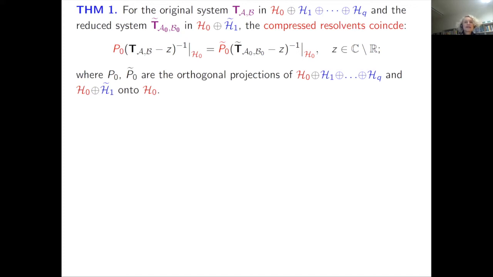This coinciding means that for the original system, which is a self-adjoint linear relation in such a product Hilbert space here, and for this reduced system, which is now only working in two Hilbert space components, because we replaced this second part by just one Hilbert space, the compressed resolvents, compressed to the distinguished part, coincide. So this means that if you take P0 and P0~, the orthogonal projections of this big space and of the two component space, in both cases onto the first component, then the compressions of the resolvents to these first components coincide.